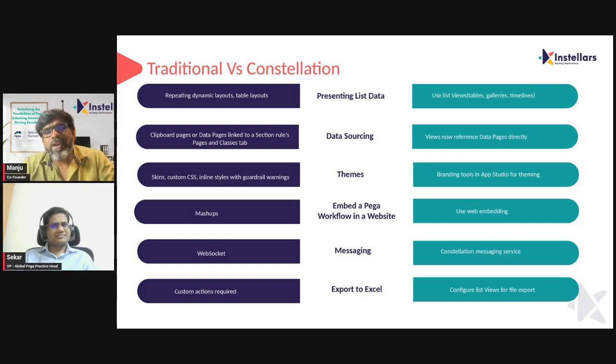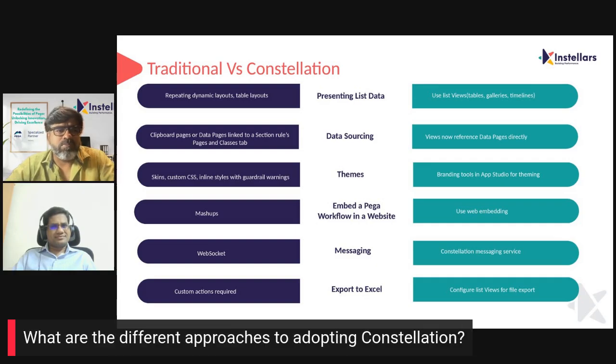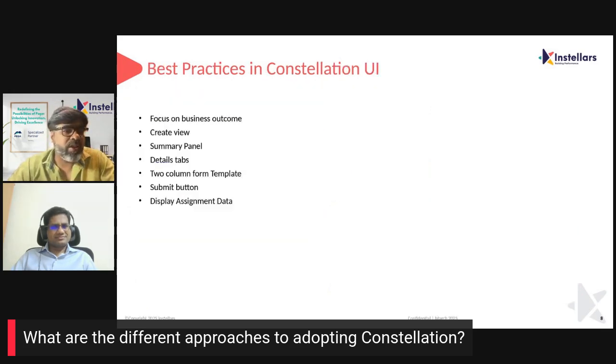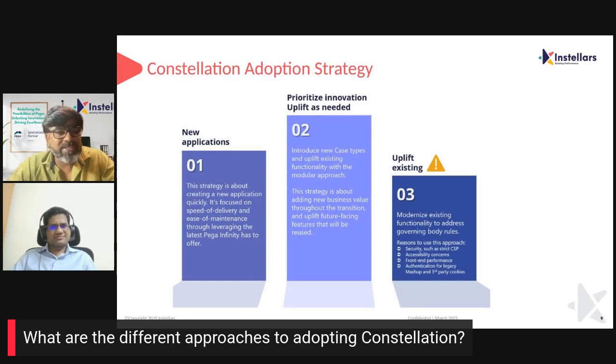So what are the different approaches I have to adopt the Constellation? It cannot be just, hey, start with a new Constellation application, because there are some existing applications as well, right? And is there anything that you can migrate from an existing traditional UI to Constellation, whether it can coexist? So it's a lot of questions.